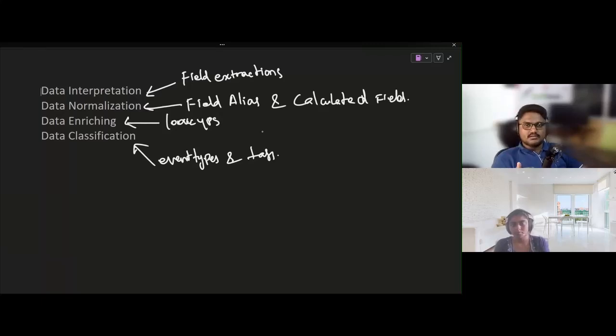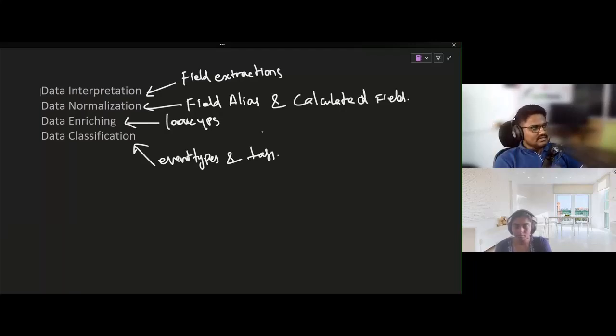This is the order. You cannot do the event types and tags before field extraction. When I say you cannot, you can configure it, you can put all the configurations, but Splunk works in this direction. Why am I stressing this? Because just learning what is field extraction, field alias, or lookups doesn't help you. You need to know at which stage all these things are getting applied.